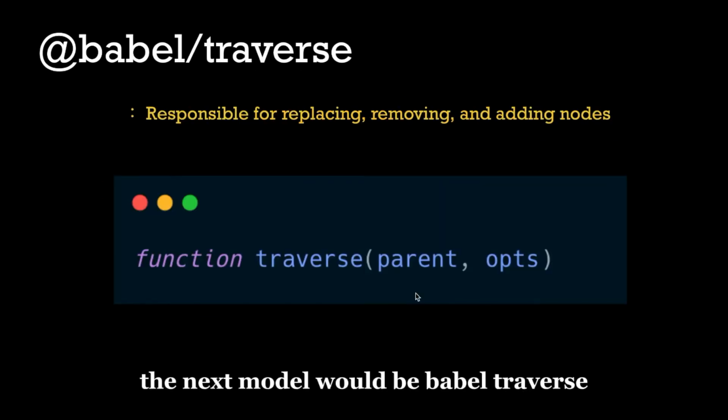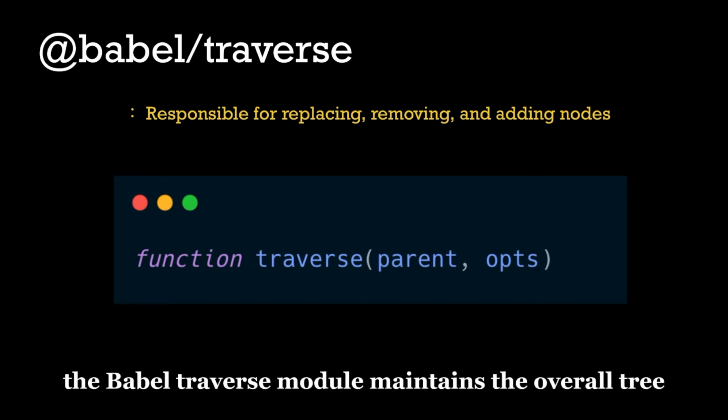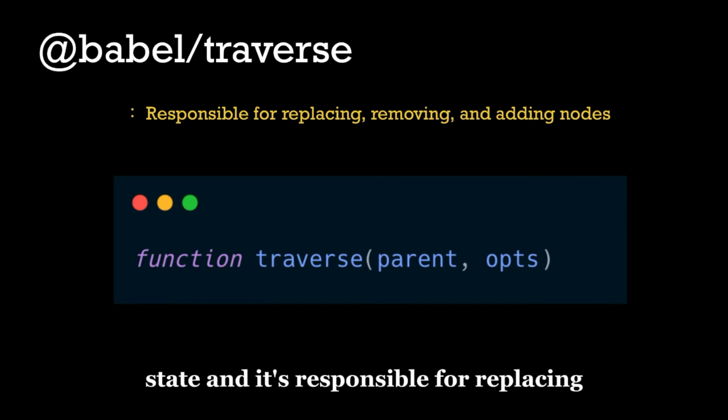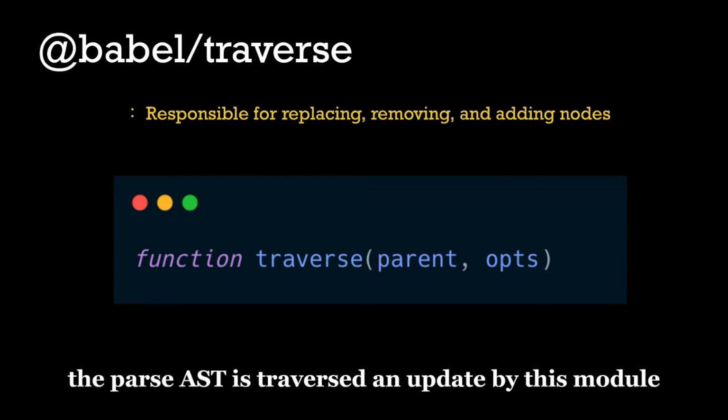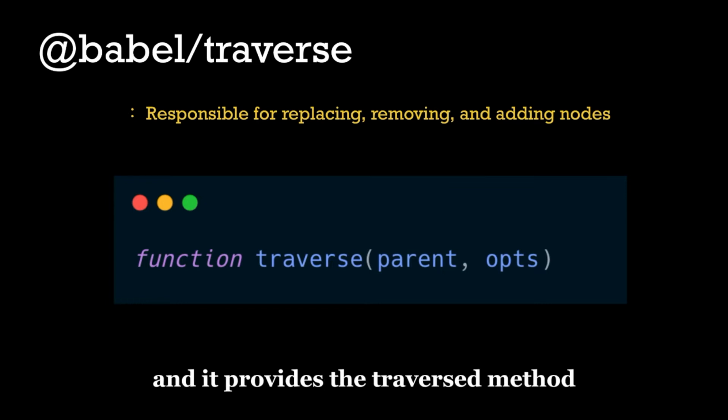The next module would be Babel Traverse. The Babel Traverse module maintains the overall tree state and it's responsible for replacing, removing, and adding nodes. The parsed AST is traversed and updated by this module and it provides the traverse method.